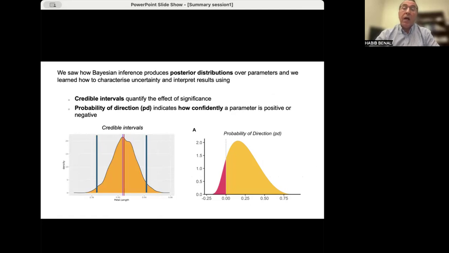We have seen how Bayesian inference produces a posterior distribution over parameters, and we learned how to characterize uncertainty and interpret results using a credible interval, which quantifies the effect of significance, or probability of direction, which indicates how confidently a parameter is positive or negative.